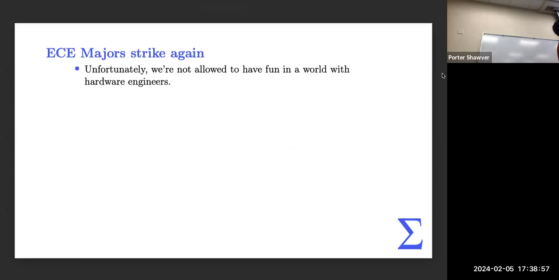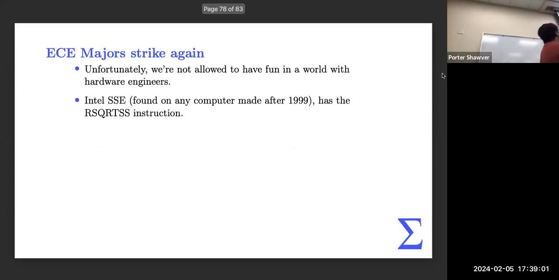But unfortunately, we're not allowed to have fun like that anymore. Intel SSE, which is found on basically any computer made after 1999, has the RSQRTSS instruction in it, which does the inverse square root.